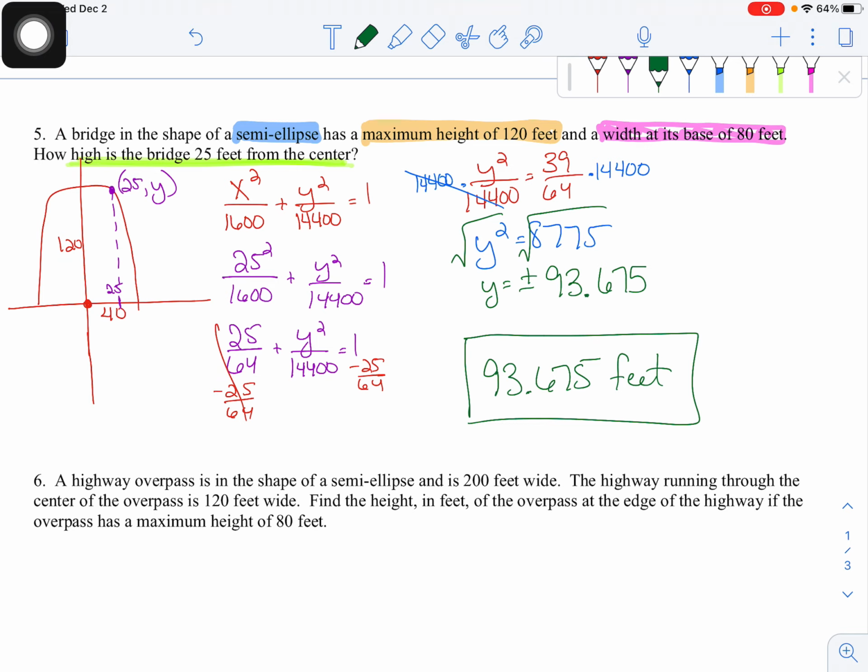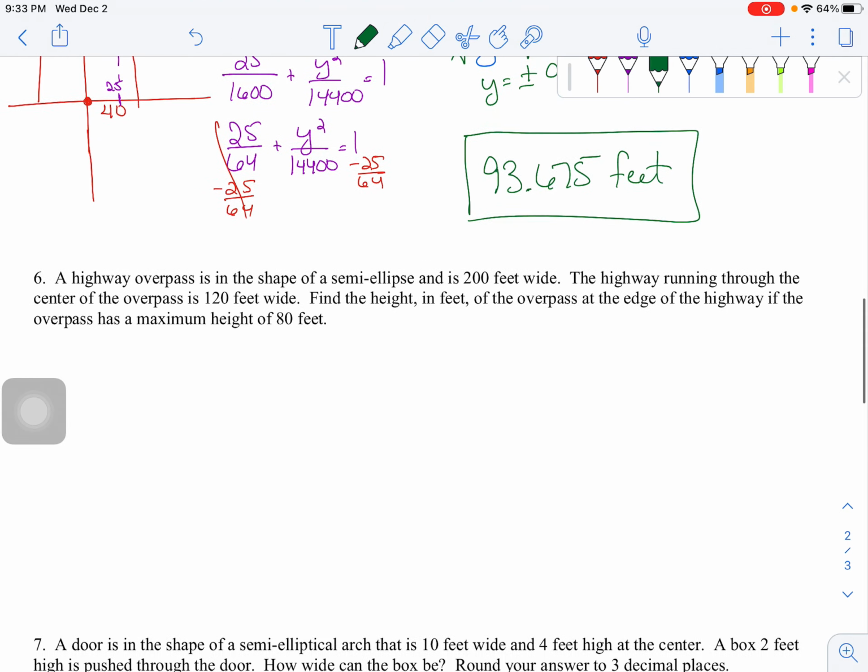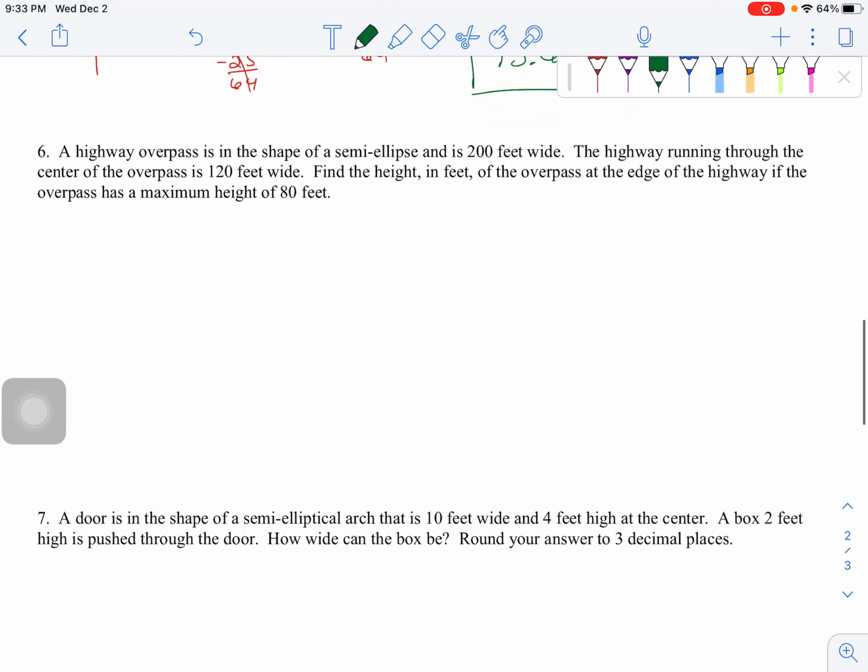What you want to be careful about is, obviously I keep doing that. My apologies, I keep opening up that goofy thing. But basically you want to be careful that if you know your highest height is 120, what you wouldn't want to tell me is that the height 25 feet from the center is 150 feet. That does not make any sense for an ellipse. Okay, so that's number 5.